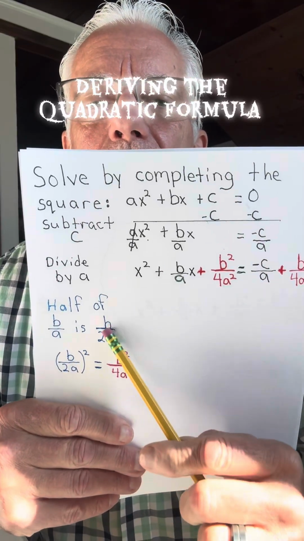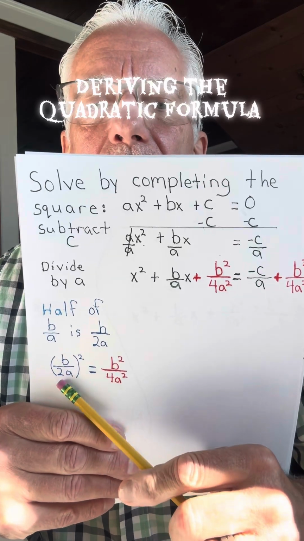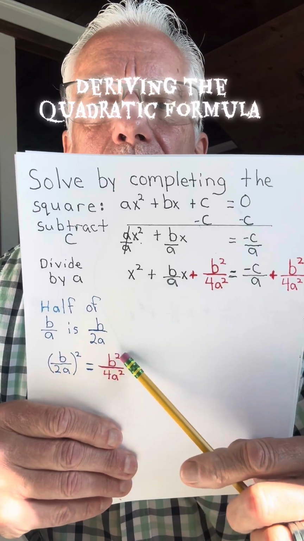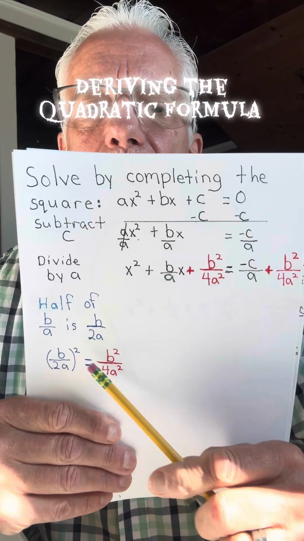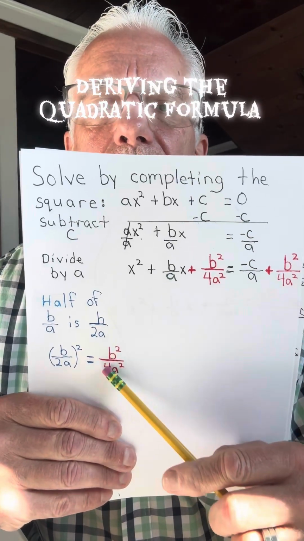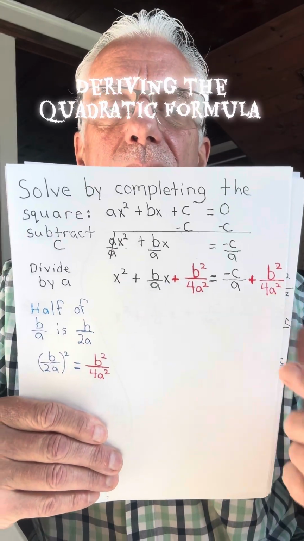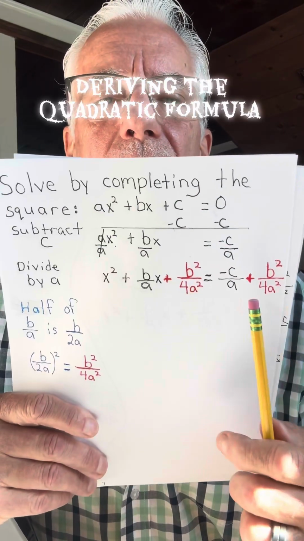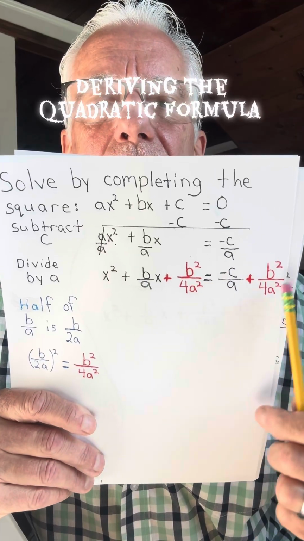And then we square this guy, and that's the number that we add to both sides. So when I square b over 2a, b squared is b squared, 2 squared is 4, a squared is a squared. So this is the number that we add to both sides of the equation. Okay, now the next little piece of paper, I'm just going to simplify this, make it a little bit cleaner.